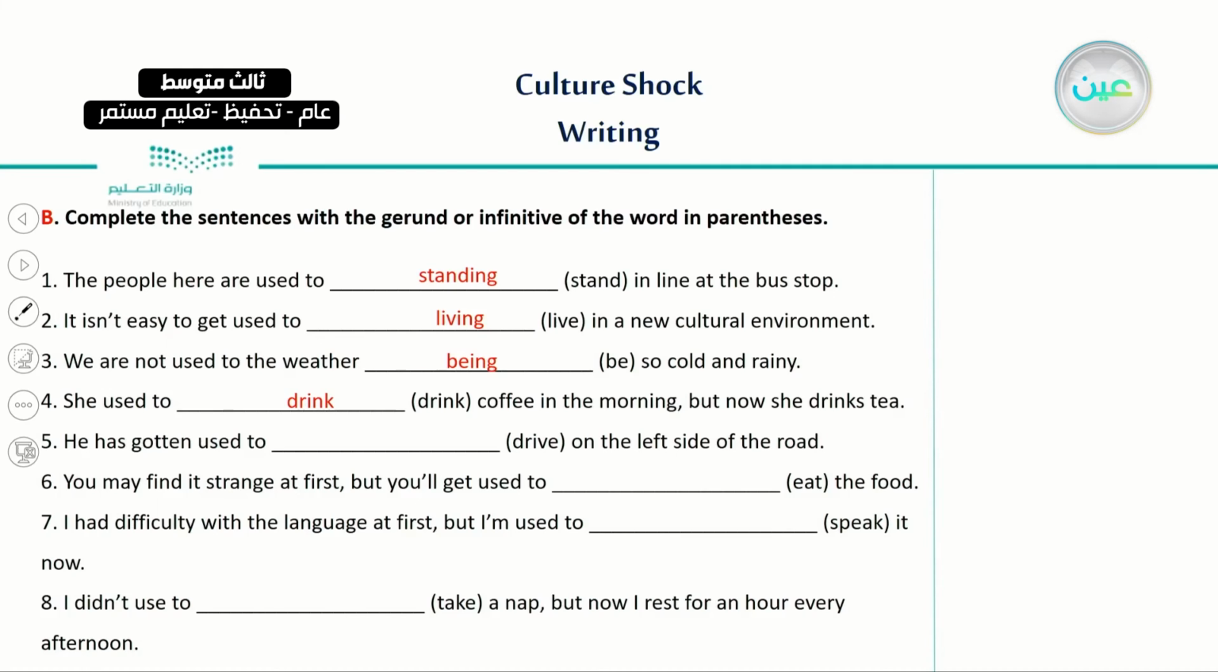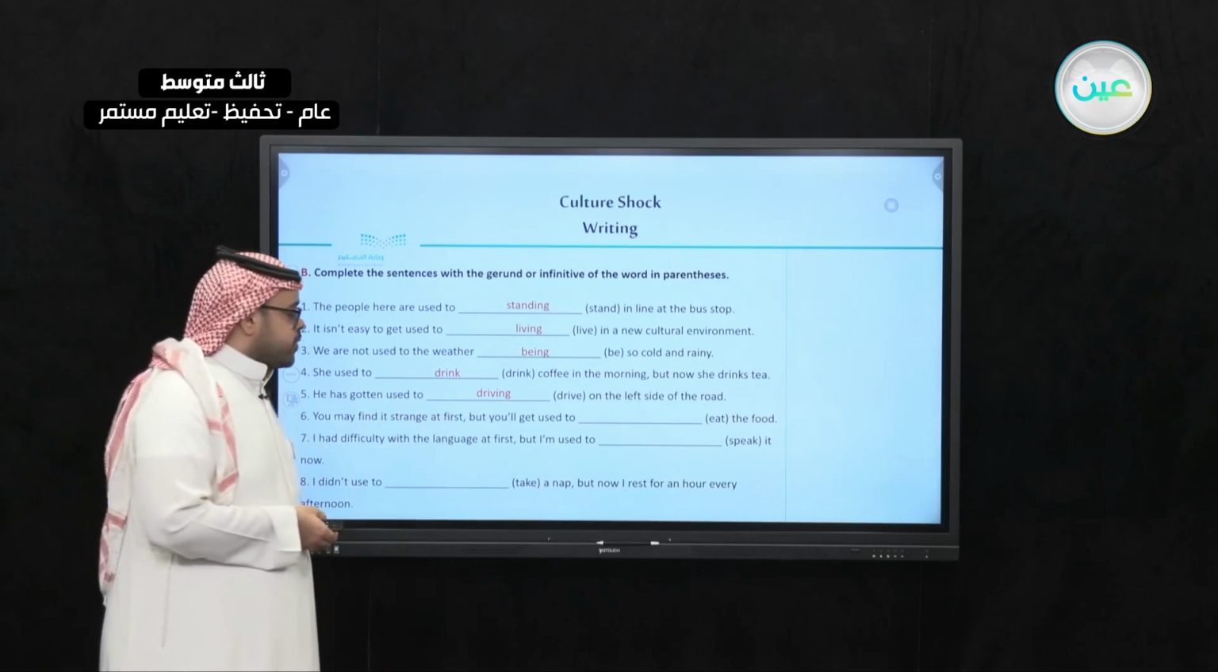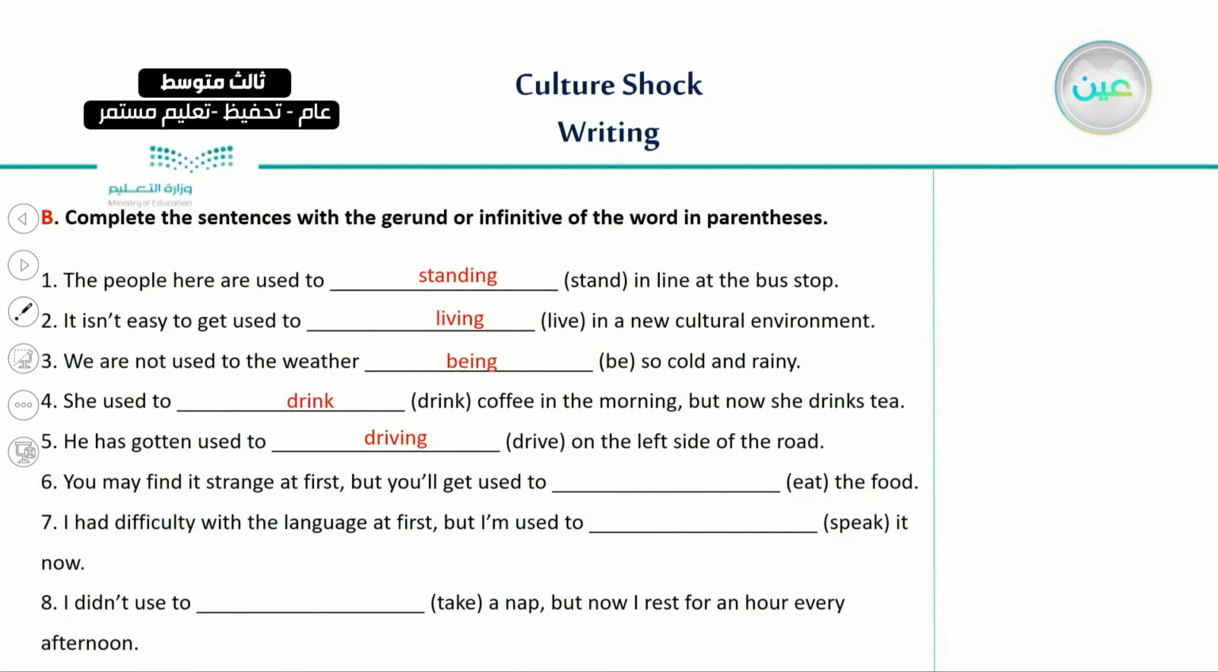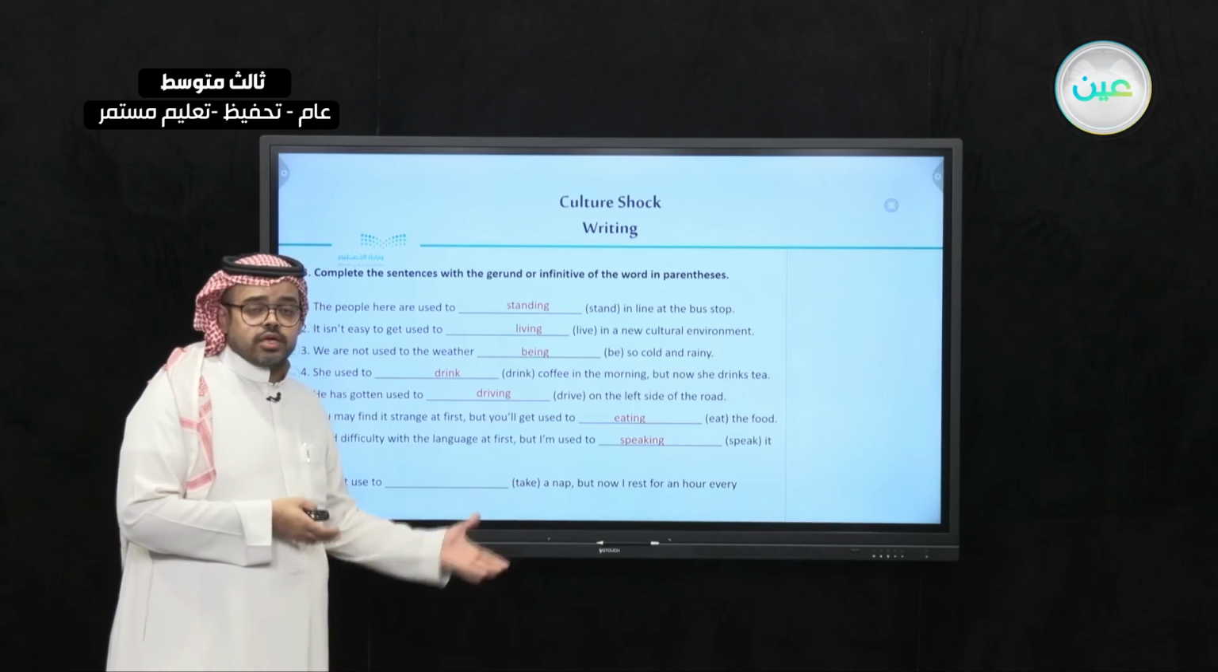He has gotten used to blank on the left side of the road. So here, when we're talking about something that we were familiar with, we should use the gerund: used to driving. Number 6, you may find it strange at first, but you will get used to blank the food. So here again, we're going to use the gerund as well. Number 7, I had difficulty with the language at first, but I am used to blank it now. So here we're going to use the gerund: but now I am used to speaking it.